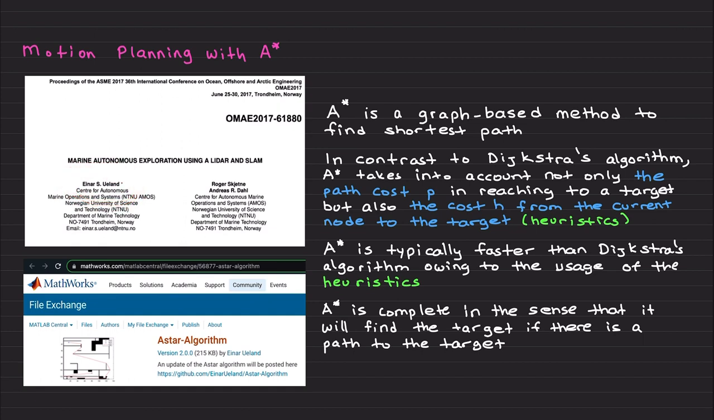Okay, so what is A*? A* is a graph-based method to find the shortest path between 2 points or more. In contrast to Dijkstra's algorithm, which I'm going to talk about, it is related to A*. A* is, in my opinion, a better special case. A* takes into account not only the path cost P in reaching a target, but also the cost H from the current node to the target.